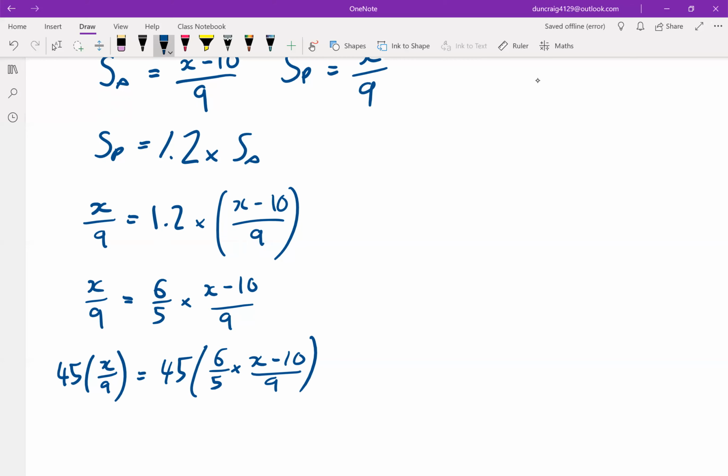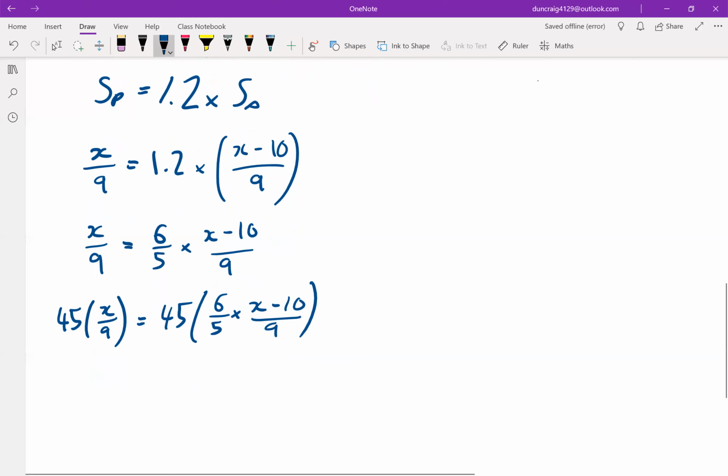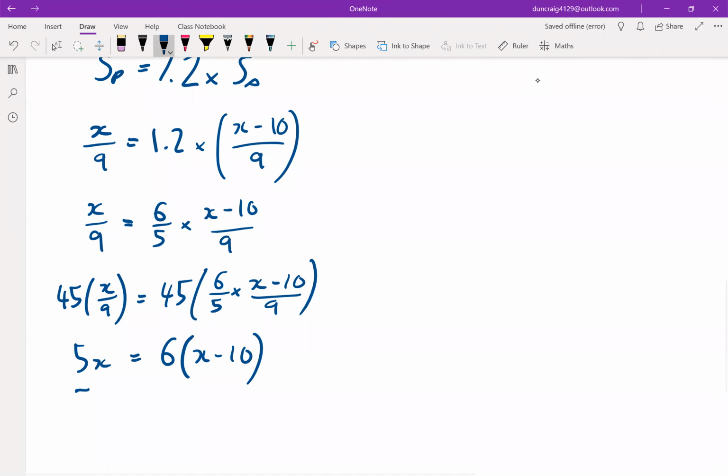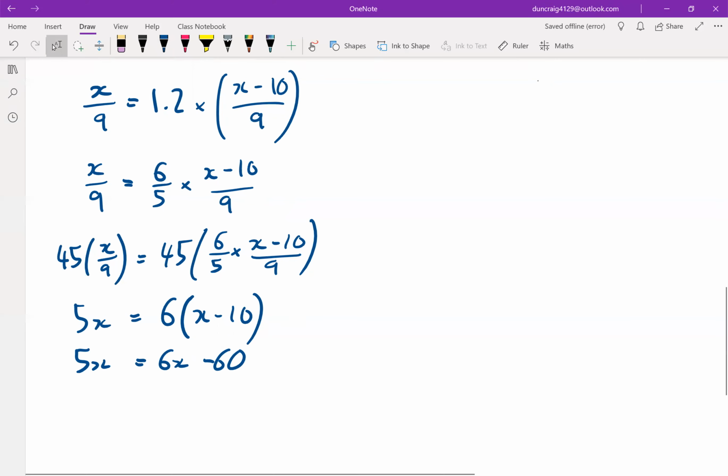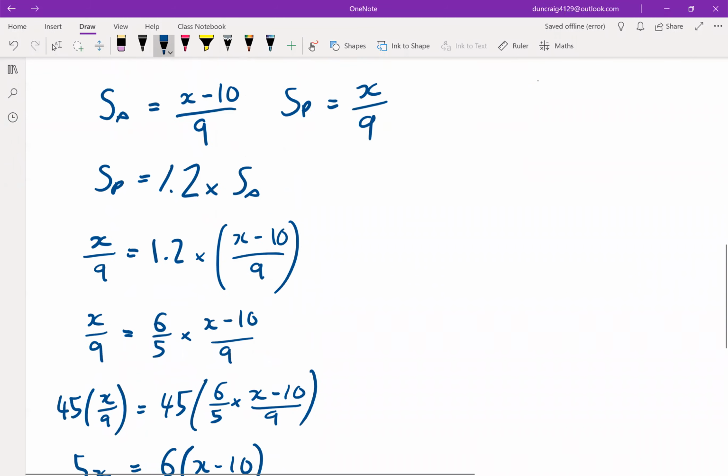So that's going to give us 5x. Now, for this numerator and denominator, 5 9s are 45, and 45 over 45 cancels out. So we're just left with 6 lots of x take 10. So 5x is equal to 6x take 60. Then we take x from both sides, so minus x is equal to minus 60. So x is equal to 60. The distance Ping runs is 60.